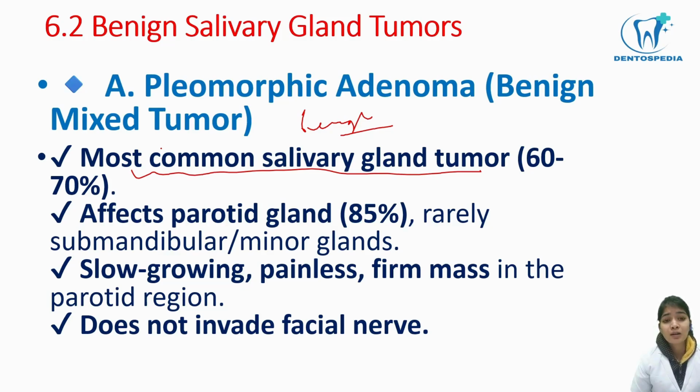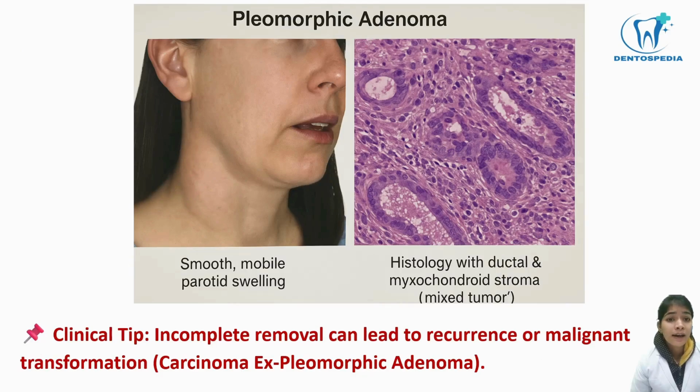So it is a slow growing, painless, firm mass in the parotid region and does not invade the facial nerve. So see, it is a slow growing, painless swelling which is firm and well defined, smooth and mobile. Now it is usually seen in the parotid region. Now the facial nerve is not involved because it grows slowly and it is painless. Patients often ignore it for years.